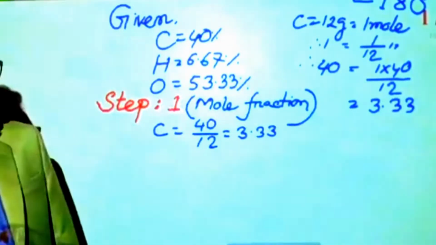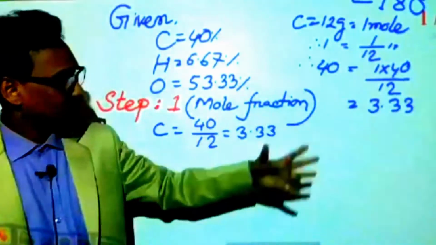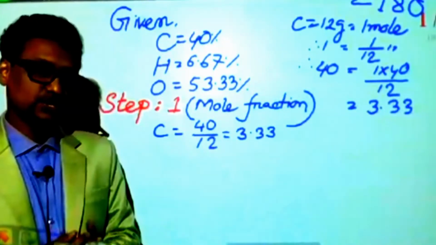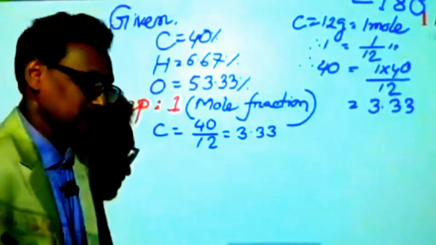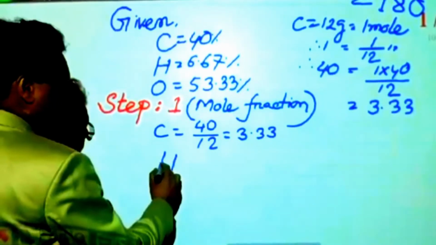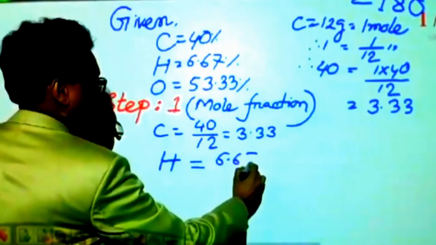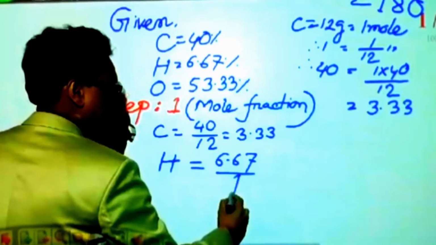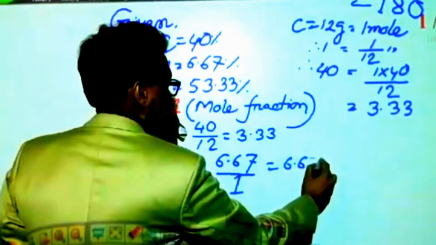And already I have shown the process, how you can determine the mole fraction. And this is the shortcut so that it will save you time. Let's see. And now hydrogen, the percentage here is given 6.67. So atomic mass is 1, number 1 hydrogen. So it will be 6.67.